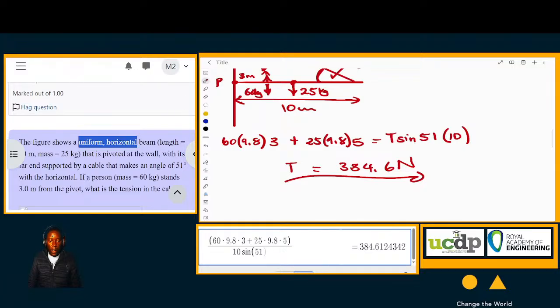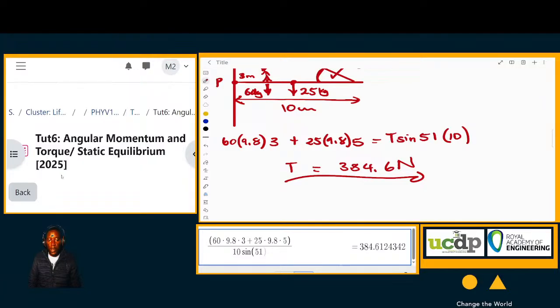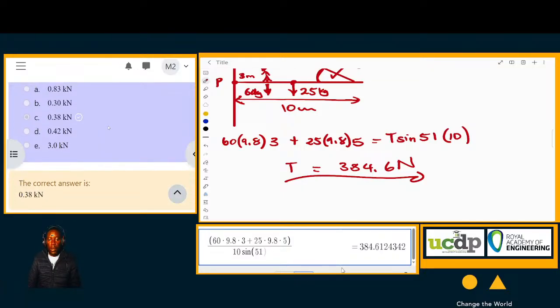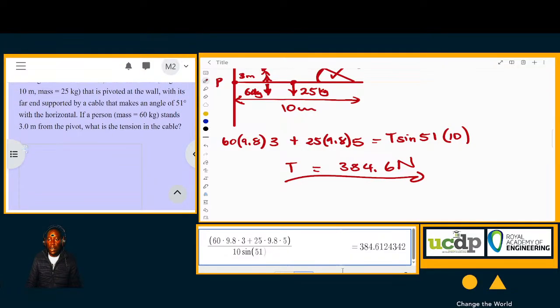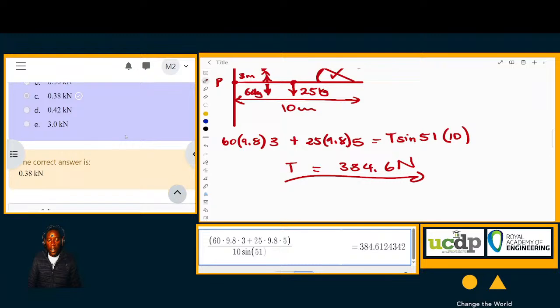And we can check. Let's check. 384, 0.38 kilonewtons. That's correct. So that's another simple way of dealing with the inclined beams in static equilibrium. Okay.